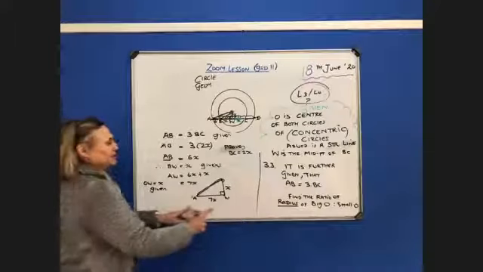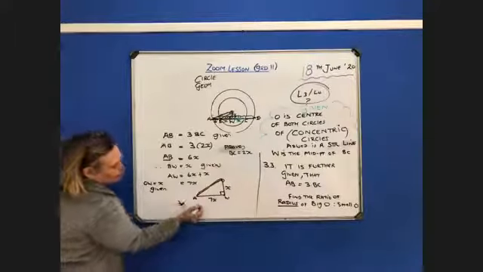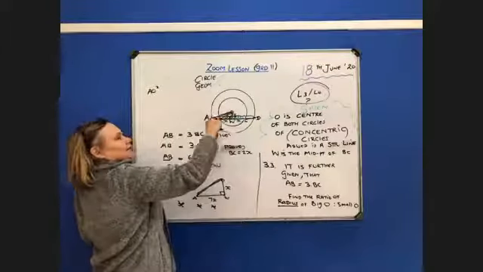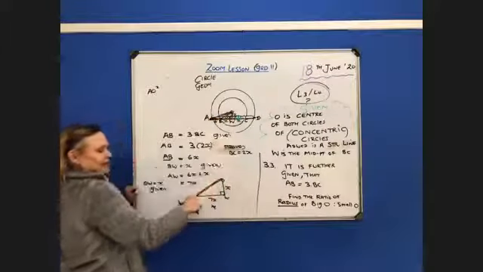So I have to unfortunately move up, but basically from A to O squared, so the radius of the big circle, this is A, is your hypotenuse. We're looking at this triangle now.